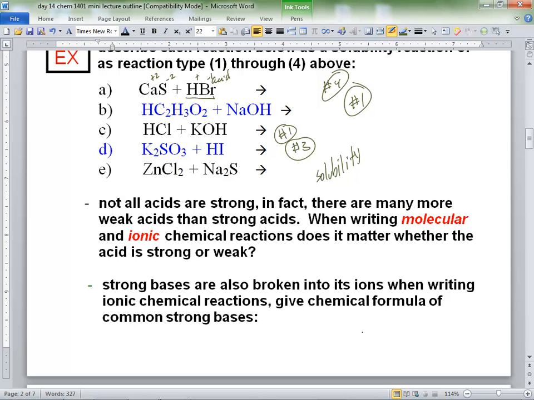So the strong acids break up completely. They are very strong. They break up into their ions. So in the ionic chemical equation, you have to break up strong acids. Weak acids, you do not, right? So in the ionic chemical reaction, break up all strong acids into their ions. And we'll practice that.